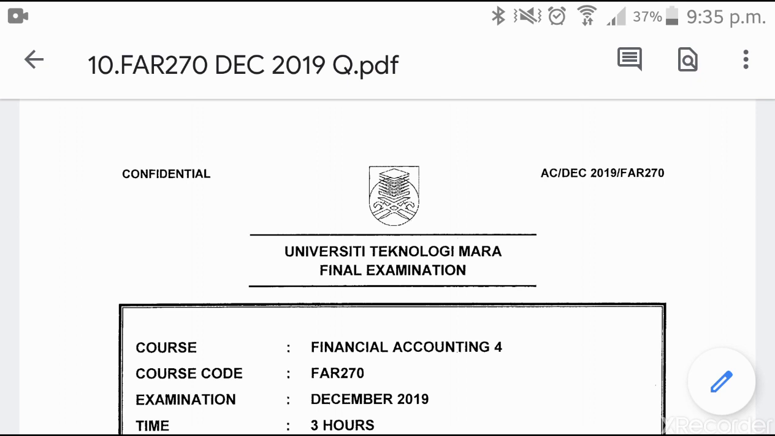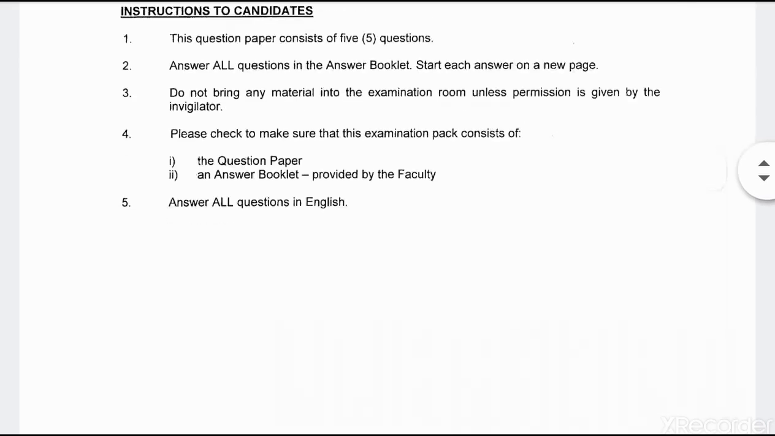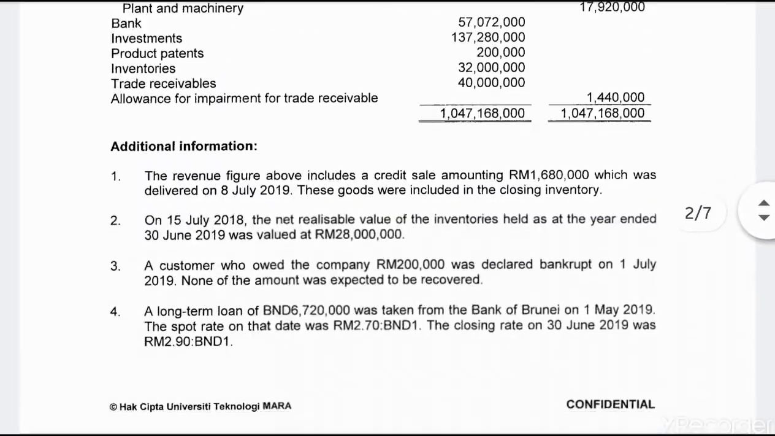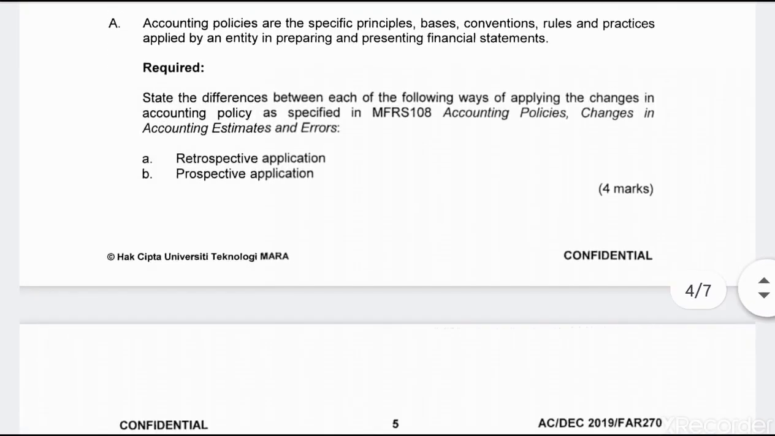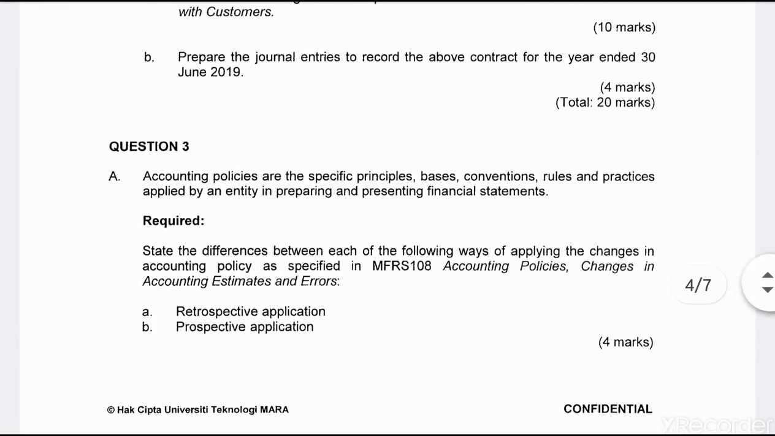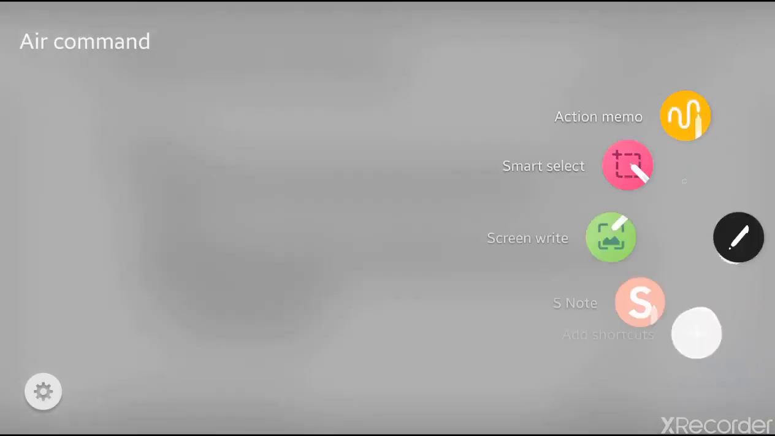Today we're going to discuss the final exam question for FAR270, from the December 2019 exam. So let's look at the question first. It's question 3. Question 3 is on MFRS 108, which is equivalent to IAS 8, which is on accounting policies, changes in accounting estimates, and errors. So let's look at part A of the question.